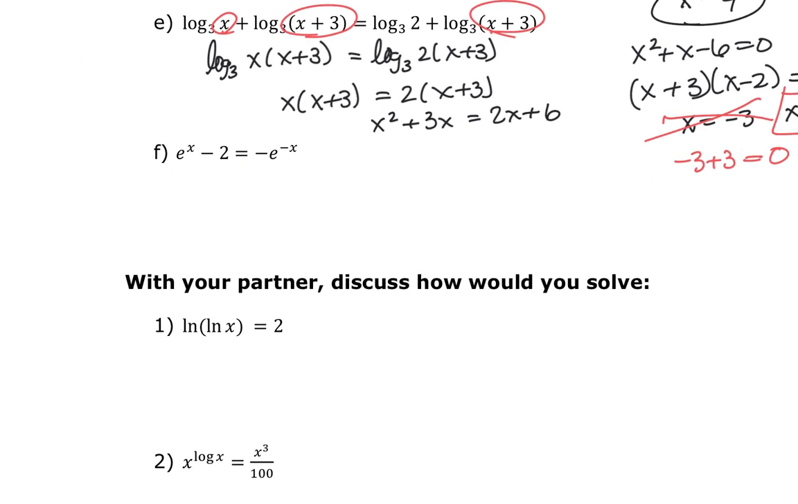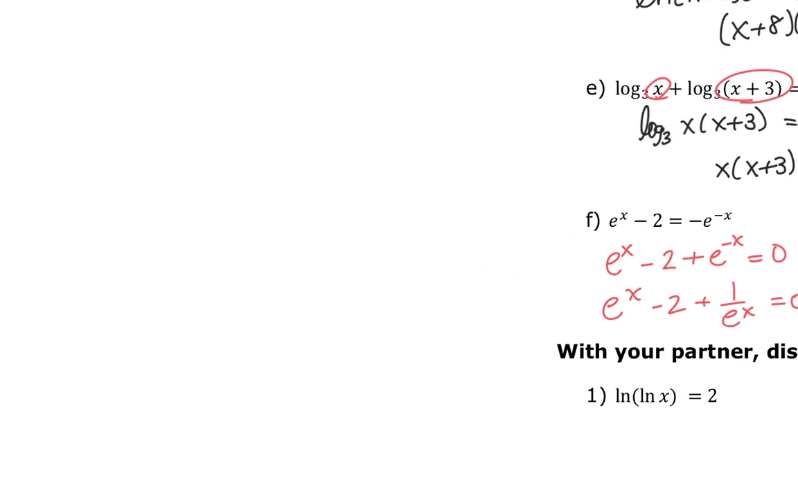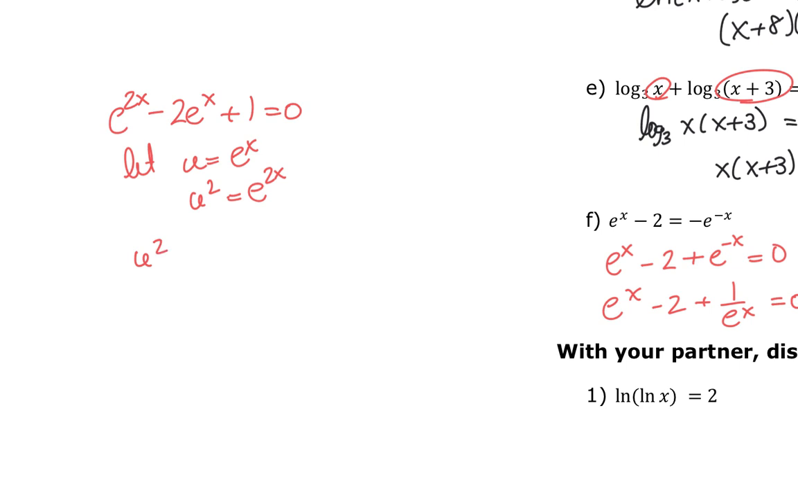All right, again, what I'm going to rewrite this as is e to the x minus 2 plus e to the negative x is equal to 0. e to the x minus 2 plus 1 over e to the x is equal to 0. Multiplying everything by e to the x, I'm going to get e to the 2x minus 2e to the x plus 1 is equal to 0. This factors, if we let u equal e to the x, u squared is equal to e to the 2x. So I get u squared minus 2u plus 1 is equal to 0.